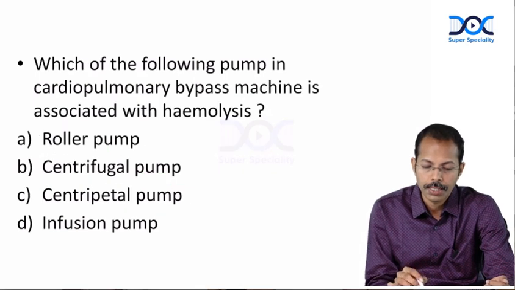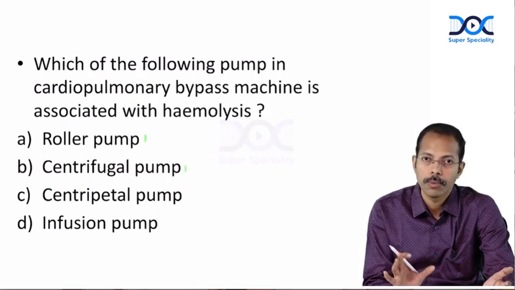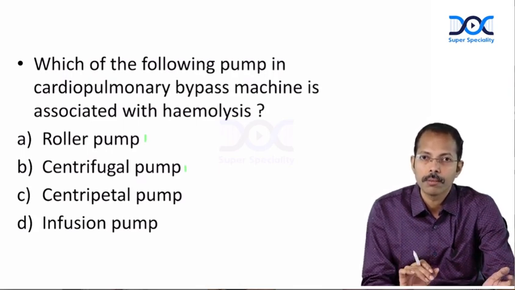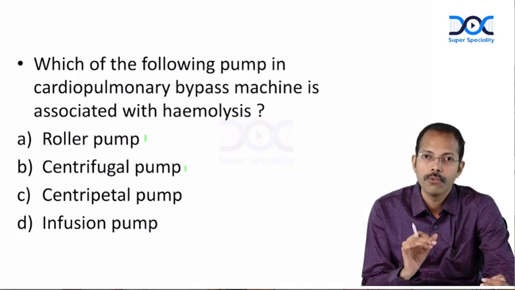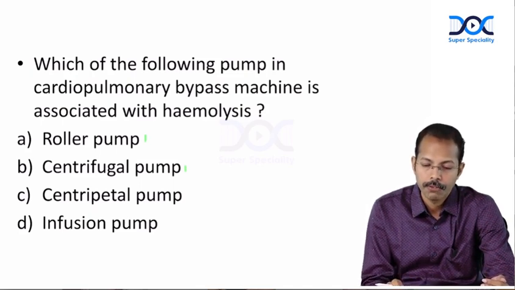So what is a centrifugal pump? The roller pump we are using in conventional cardioplegia has the drawback of hemolysis. ECMO is nothing but a miniature of the heart lung machine. In ECMO, we are using a centrifugal pump where the hemolysis rate is 0.